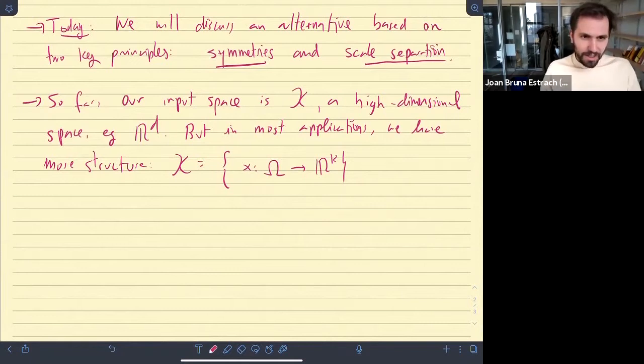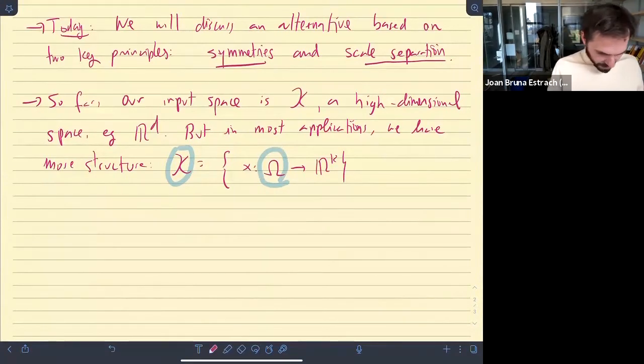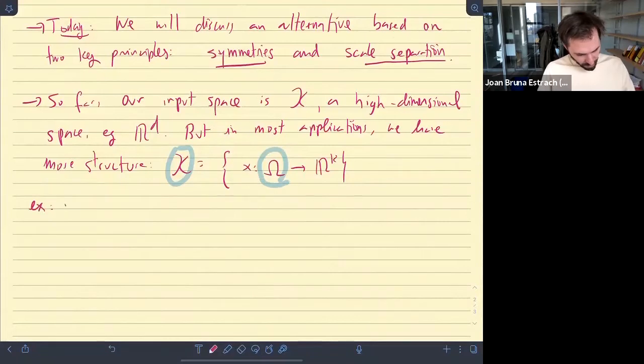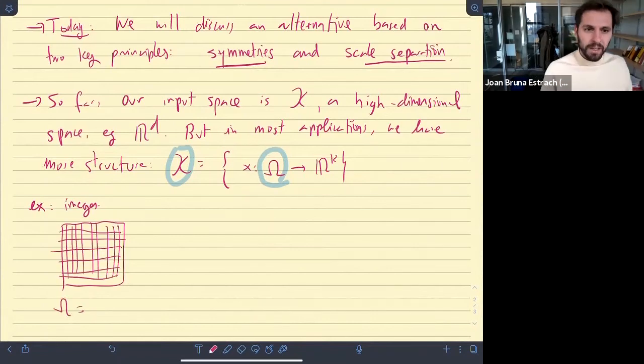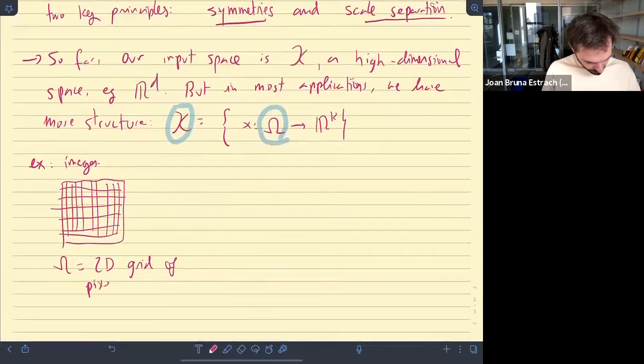Okay, so we have more structure, as I was saying, and so now we introduce another domain. Before we had our high dimensional space, the input space, and now we introduce another domain. Let's do an example for images. When we write our grid of pixels, our domain is a grid of pixels, a two-dimensional grid. For every one of these pixels, we go to R^3, which would be the RGB colors.